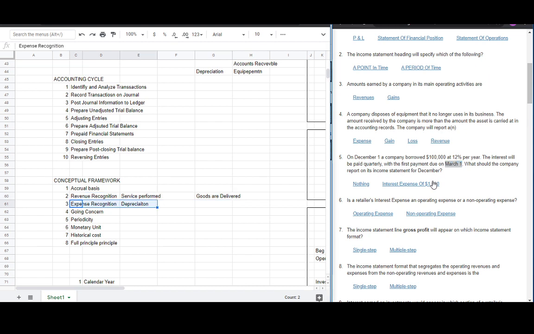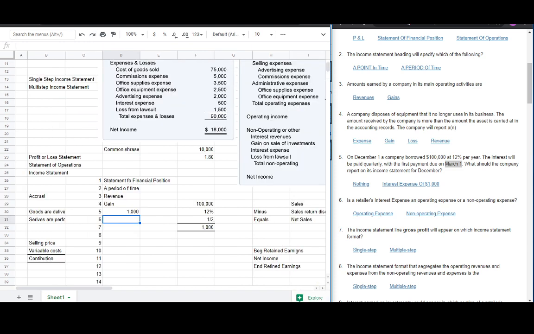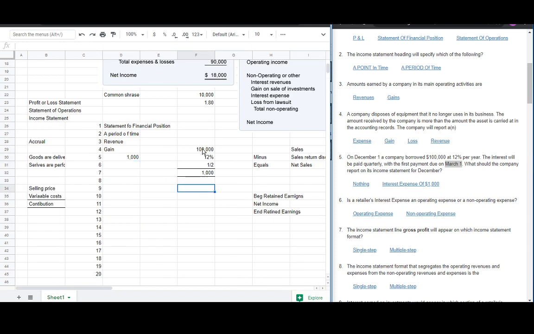So how do we derive the 1,000? So here, 100,000 times its interest rate times 1 over 12, but 1. Kasi December 1 siya. From December 1 to December 30. Yan. And 12 is the annual rate. So, 12 times 1 divided by 12. 100,000 times 12% divided by 12, we get 1,000.